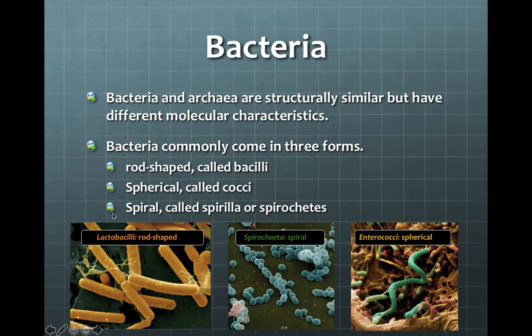Remember these pictures right here? This one is rod shaped. This spiral word should be over here, and this spherical word should be over here. So this is like a spirocheta. Sorry, this is spiral. It's one of the STDs, I can't remember which one. But this one right here is cocci. That's like E. coli. Okay.